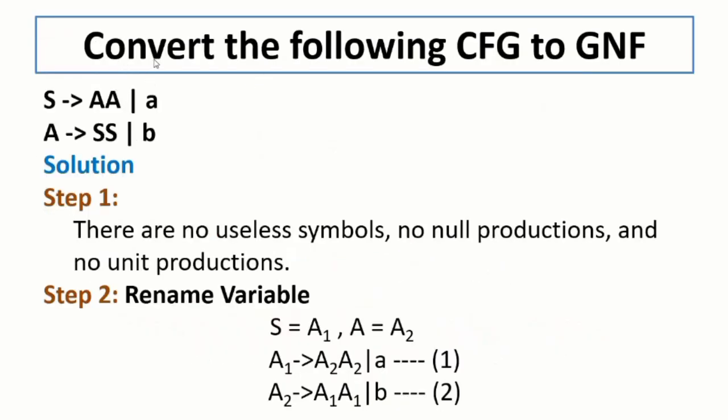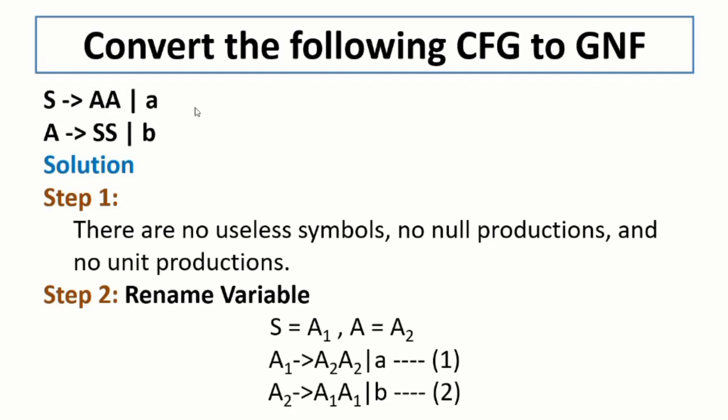Take an example problem. Convert the following context-free grammar to Greibach normal form. The given grammar is S tends to non-terminals AA or terminal a. Next production, non-terminal capital A tends to non-terminals SS or terminal b. As per the procedure, in the first step, check for useless symbols, null productions and unit productions. This grammar does not have useless symbols, null productions or unit productions, and we construct Chomsky normal form.